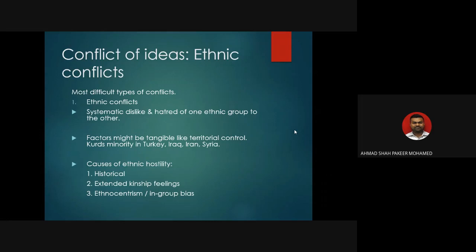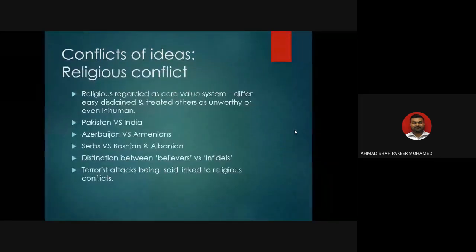If you learn history, Kurdistan is a state that has now been disappeared from the world map. It happened to Kurdistan, the Kurdish state. Causes of ethnic hostility, for example, historical extents, kinship feelings, ethnocentrism, in-group bias. Okay, conflict of idea: religious conflict.